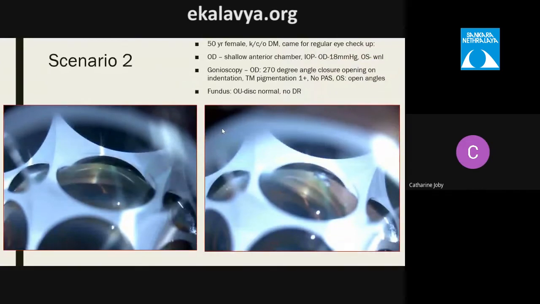Moving on to case scenario 2. A 50-year-old female, known case of diabetes mellitus, came for a regular eye checkup. On examination, the right eye was found to have a shallow anterior chamber with intraocular pressure of 18 millimeters of mercury. The left eye was within normal limits. Gonioscopy of the right eye showed 270-degree angle closure, opening on indentation, anterior pigmentation 1+, no peripheral anterior synechiae. The left eye showed open angles. On fundus examination, both eyes were normal and there was no evidence of diabetic retinopathy.